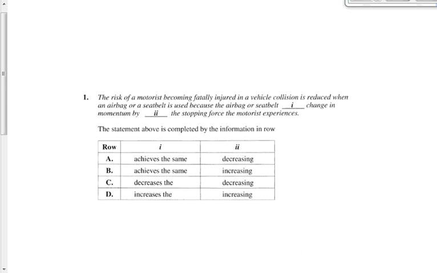Risk of a motorist becoming fatally injured in a vehicle collision is reduced when the airbag or seatbelt is used because the airbag or seatbelt does what to the momentum and does what to the stopping force. Hey, there is a very, very good chance that this question in one form or another is going to be asked on your exam on the 25th.